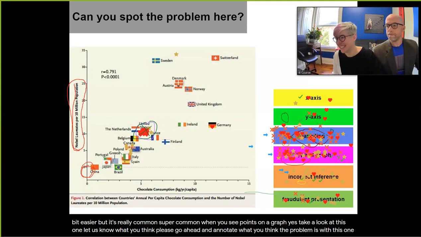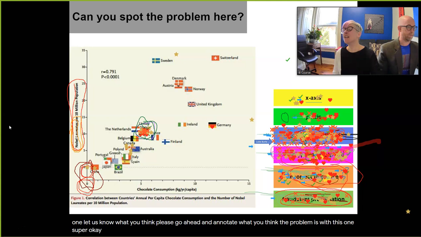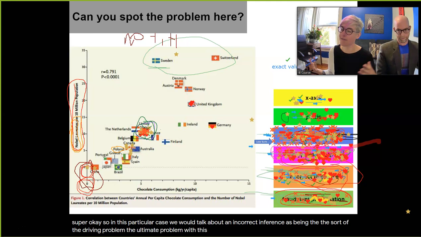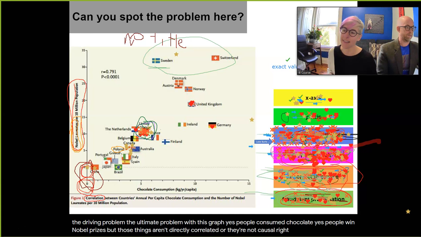Super. Great. Okay. So in this particular case, we would talk about an incorrect inference as being the driving problem, the ultimate problem with this graph. Yes, people consume chocolate. Yes, people win Nobel Prizes. But those things aren't directly correlated, or they're not causal, right? What this graph is suggesting is the more chocolate you eat, the more Nobel Prizes you will win.